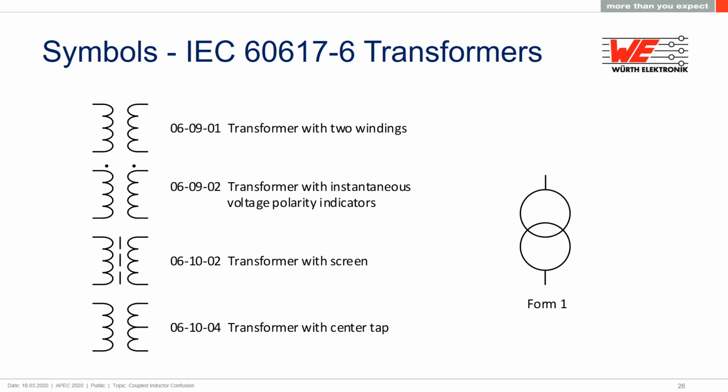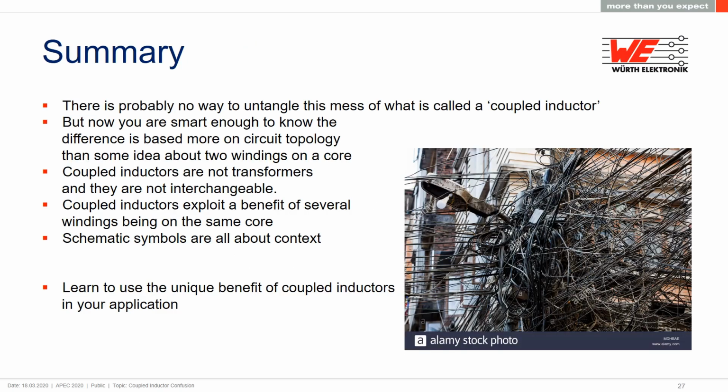You'll notice that there is no symbol for a coupled inductor. We've come full circle. We started with the only way to know that it's a coupled inductor is from the circuit context, and we end up there again. So let's summarize. There's probably no way to untangle this mess of what's called a coupled inductor. But now you're smart enough to know the difference is based more on circuit topology and application than some idea about two windings on a core. You know coupled inductors are not transformers and they're not interchangeable with transformers. Coupled inductors exploit a benefit of several windings being on the same core.